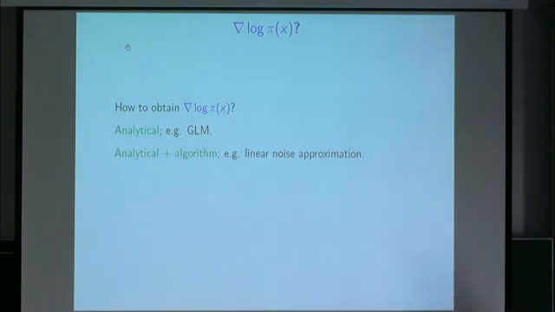If you've got some kind of Kalman filter type algorithm, then you can still do it analytically. So linear noise approximation I've done. Mark Girolami and Ben Calderhead had a nice paper where they showed you can get the gradient and the information just basically with an algorithm analytically.